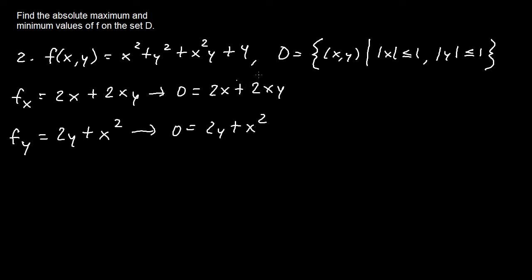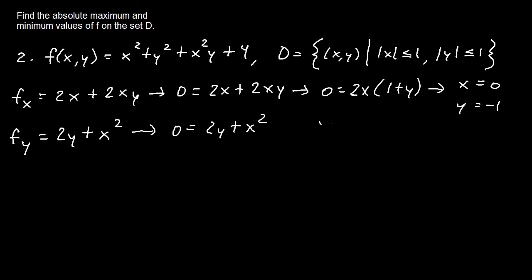Now I'm going to use the top equation and factor out a positive 2x. So 0 is going to equal 2x times (1 plus y). If 2x equals 0, then x will equal 0. And if 1 plus y equals 0, y will equal negative 1.